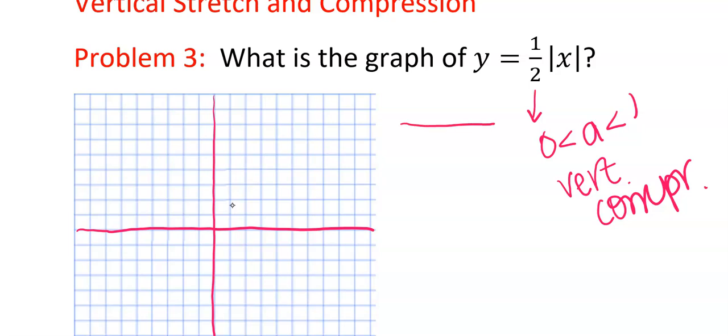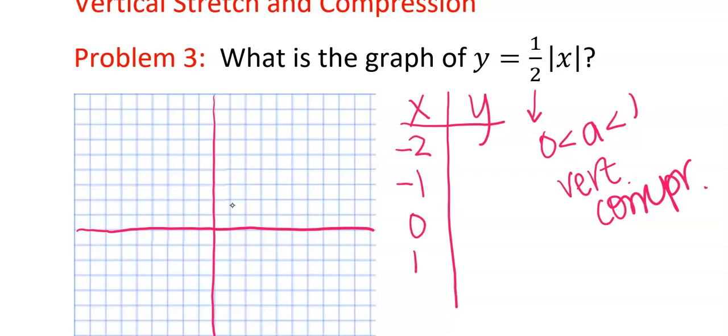I'm going to do just a little XY table on this one just so you can kind of see them before you put them on the graph. Sometimes when you're working with fractions, it is nicer to actually see what number you're looking at. If I put in a 0, don't I still get 0? Yeah, so I'm going to go -2, -1, 0, 1, 2. So 0 is still going to be 0.